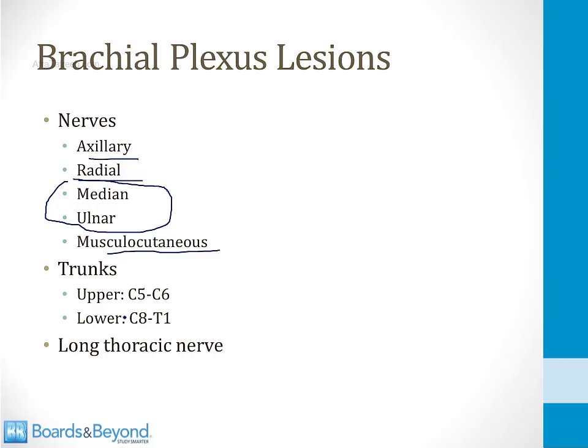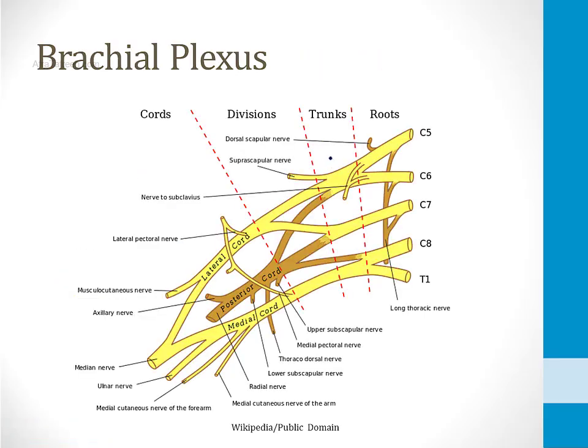So now I'm going to talk about lesions to the trunks of the brachial plexus, and you can basically think of two trunk lesions. One is an upper lesion and one is a lower lesion. On this slide, you can see that there is an upper trunk of the brachial plexus formed by C5 and C6, and we'll talk about what happens when there's a lesion of that trunk. There's also a lower trunk here, which receives fibers from C8 and T1.